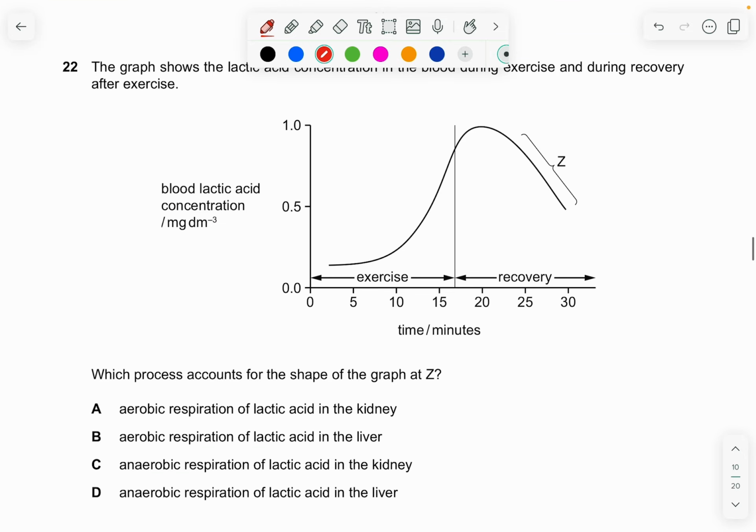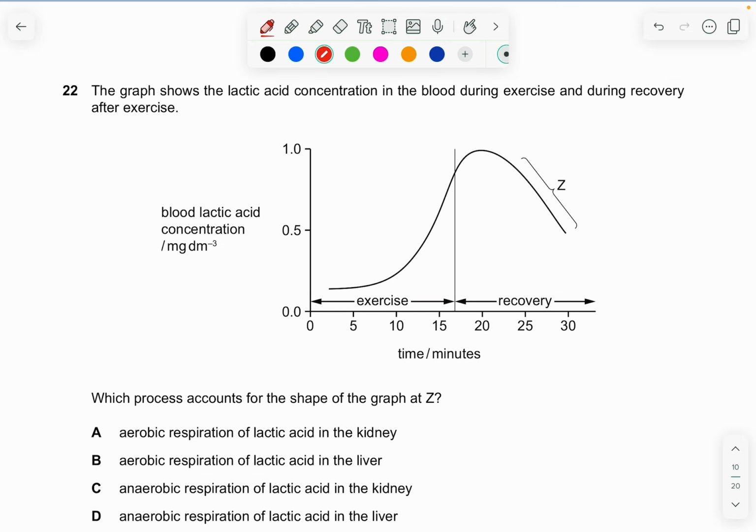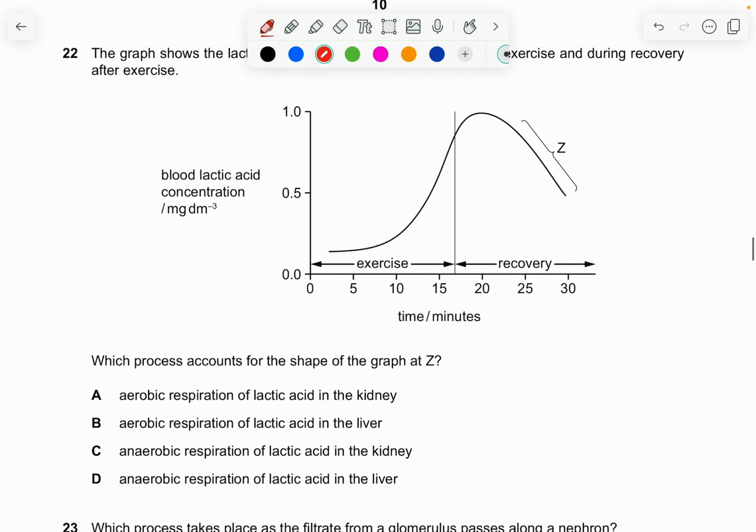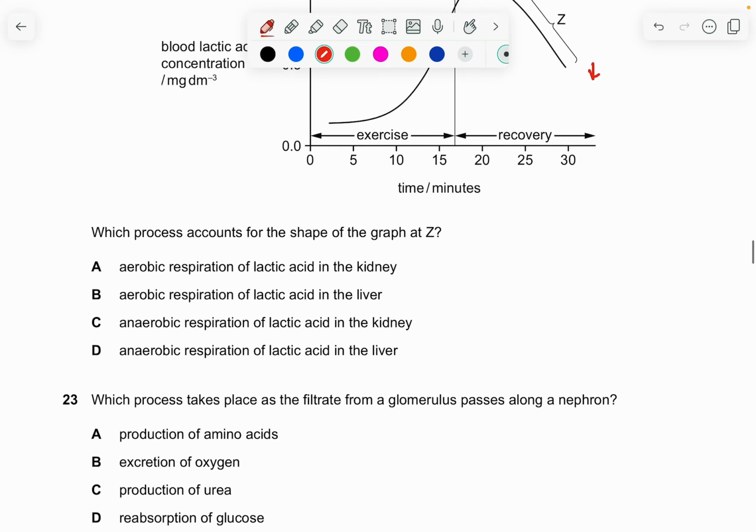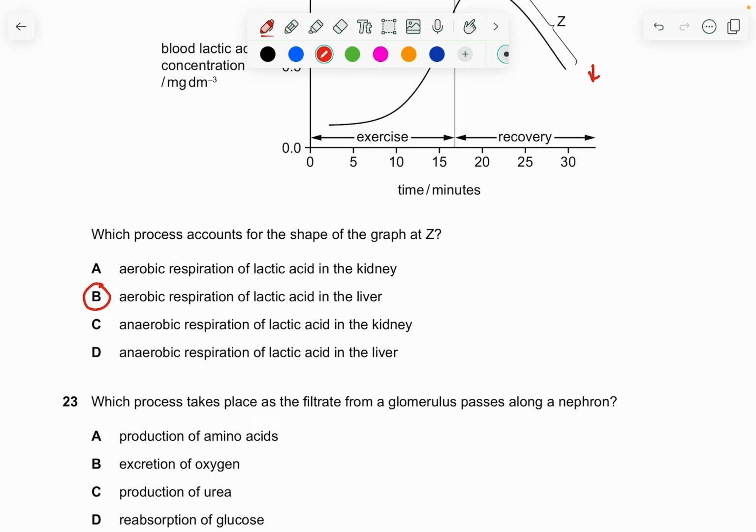Okay. Question 22. The graph shows the lactic acid concentration in the blood during exercise and during recovery after exercise. Which process accounts for the shape of the graph at Z? You can see that lactic acid is dropping. And what is the reason? It is because lactic acid is being broken down, and it is broken down in the liver. So the answer is B. And it must be aerobic respiration because you are trying to repay the oxygen debt. The only way is by undergoing aerobic respiration to reduce the oxygen debt.